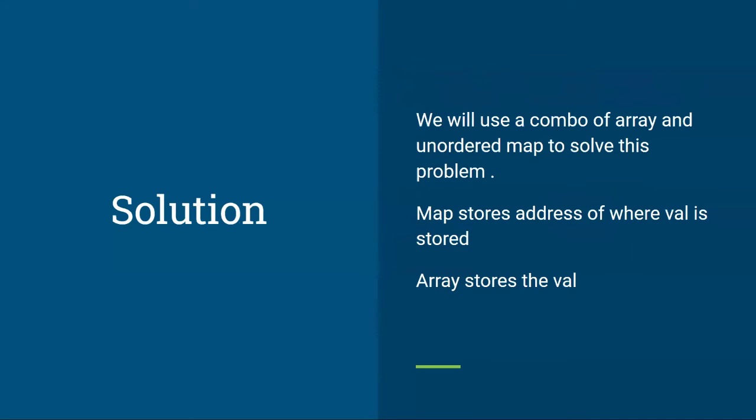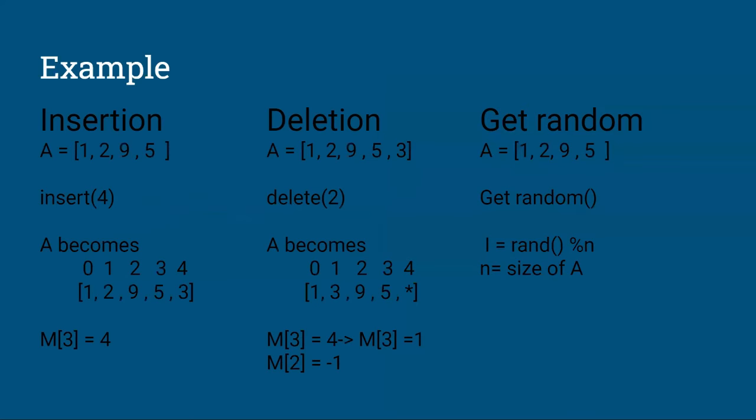Okay, what is the solution for this? What we want to do is find a combo of two data structures. In this case, we are going to take an array and an unordered map to solve this problem. What do these data structures store? The map stores the address where the value is stored inside the array, and the array will just store the values. We'll see through an example how this is going to work.